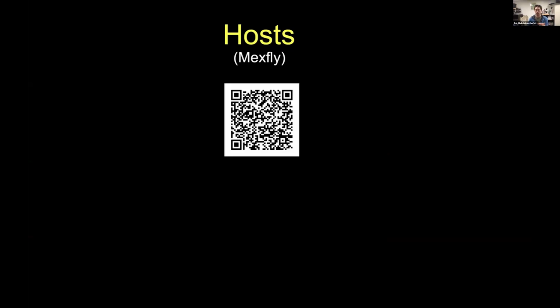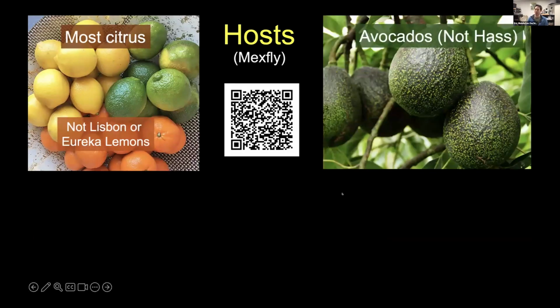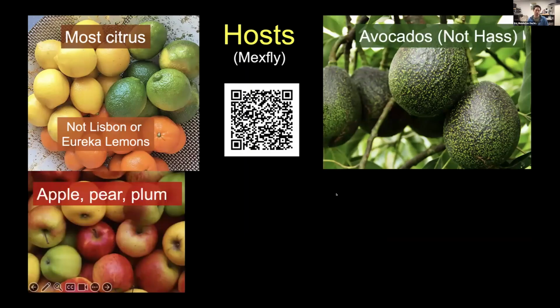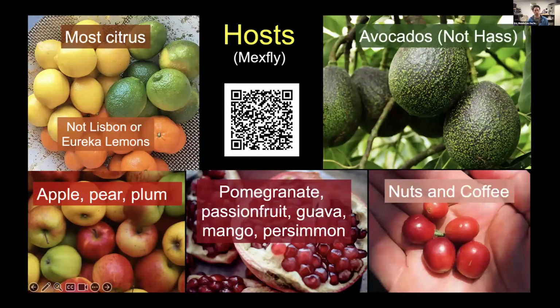Mexfly is a little bit different. Again, if you want to see all the hosts, it's here. The host range is a bit smaller, but they will go after basically all citrus, except, strangely, not Lisbon or Eureka lemons. They'll go after avocados, except for Hass, which for most people is pretty useful because that's one of the most commonly grown ones. They'll go after apples, pears, plums, a whole bunch of other tropical and subtropical fruits, and also nuts and coffee and things like that. So quite a broad host range for mexfly, although not quite as broad as oriental fruit fly or Mediterranean fruit fly, or medfly. So why are they such an issue?